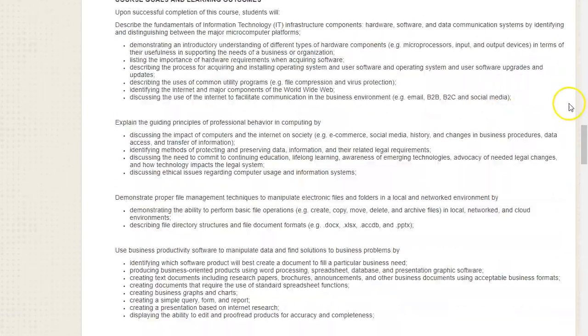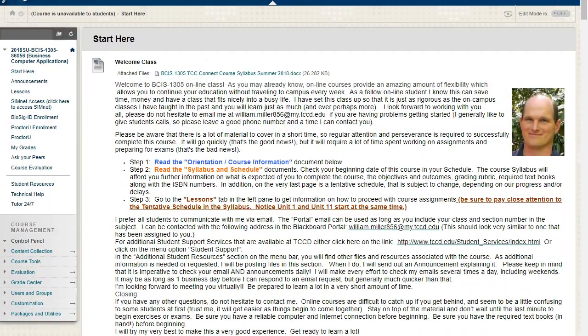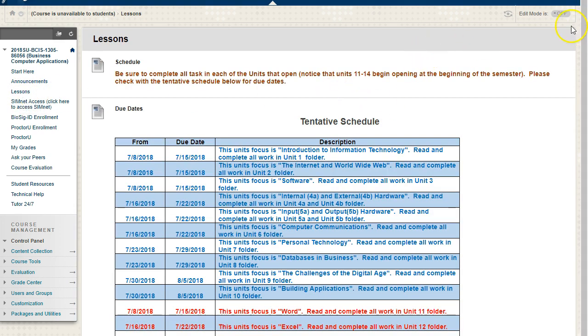So what I'm going to do now is scroll up. We're going to look at the start here. One thing that I want you to be aware of is I do send out announcements. You need to be checking them. This is where most of your work is going to be done in this class, under lessons. So I'm going to open up the edit mode so that you can see what I see.